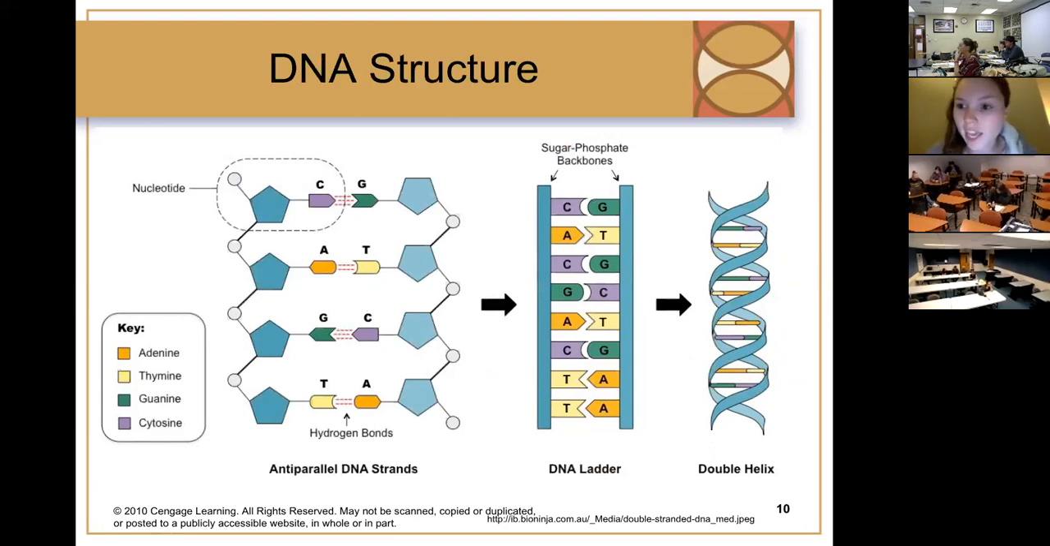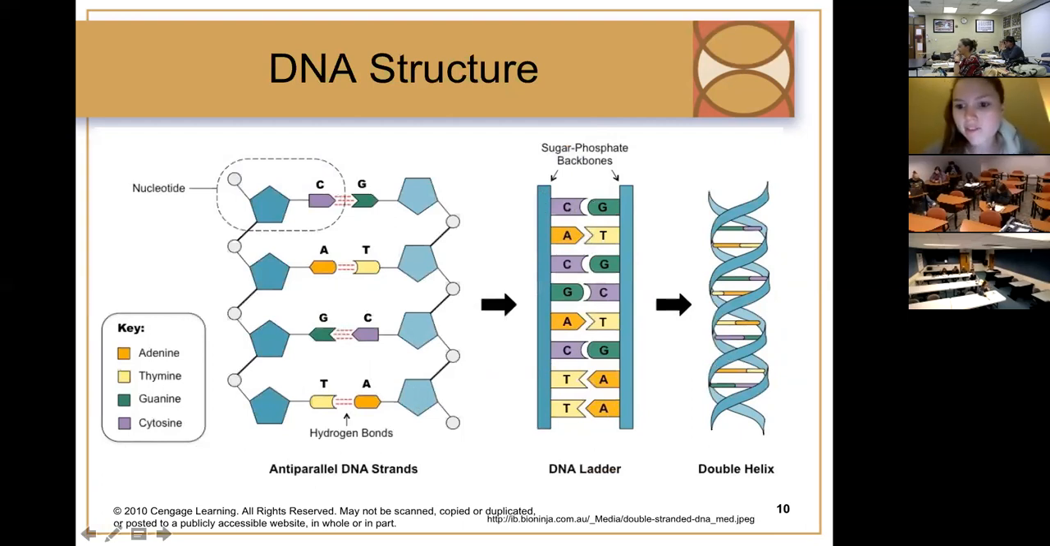So C to G and A to T. So then once you have that structure, you have this DNA ladder. So this blue would just be those sugars and phosphate groups. And then that structure is twisted into what is known as the double helix.